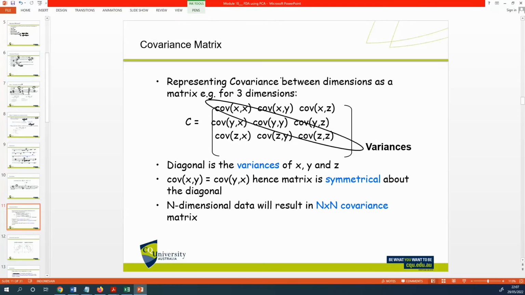This is representing covariance between dimensions for a 3-dimensional matrix. The diagonal is the variance of x, y, and z, because it is x toward x, y toward y, z toward z. The covariance of x and y equals the covariance of y and x. Hence, the matrix is symmetrical about the diagonal.